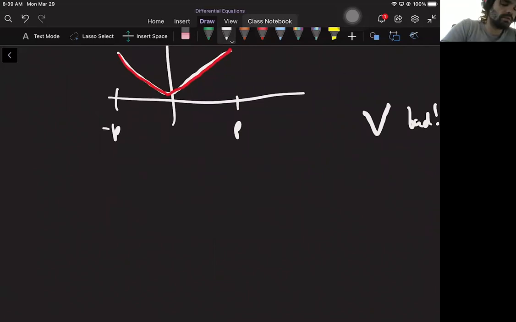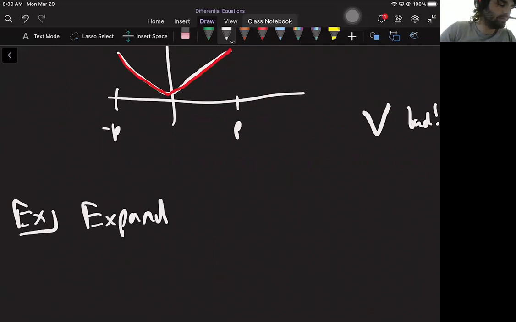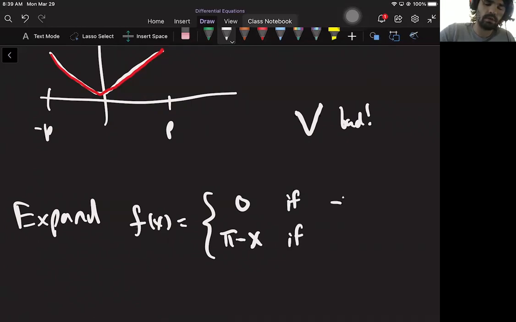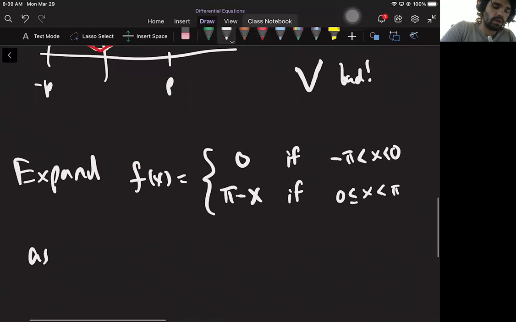All right, but let's get to an example. Okay, so we're going to expand. We need a function. It's going to be piecewise, just to show how this works nicely for piecewise functions, pi minus x. So I've got to say when. This will be between negative pi and 0. And this will be after 0 to pi. So expand this as a Fourier series.